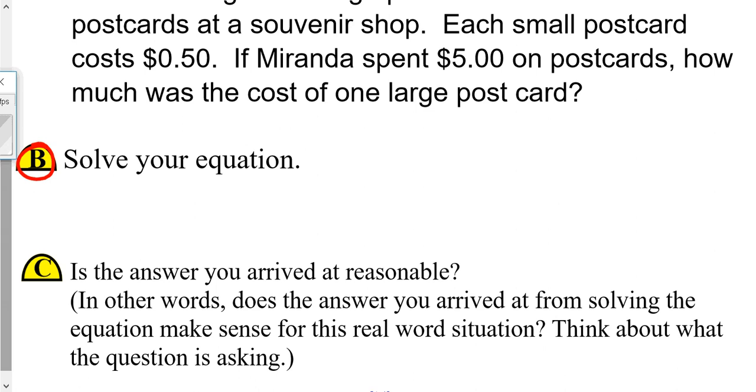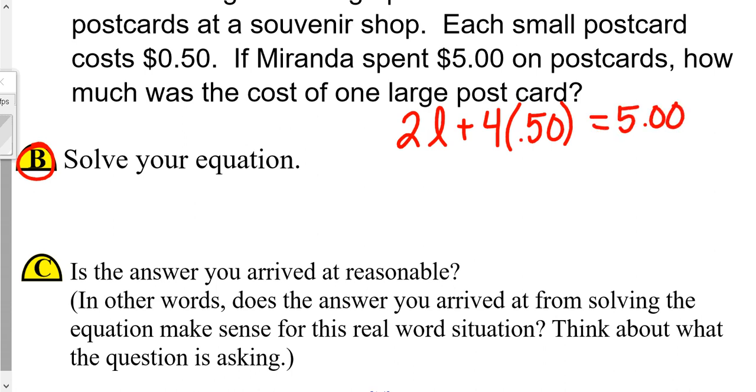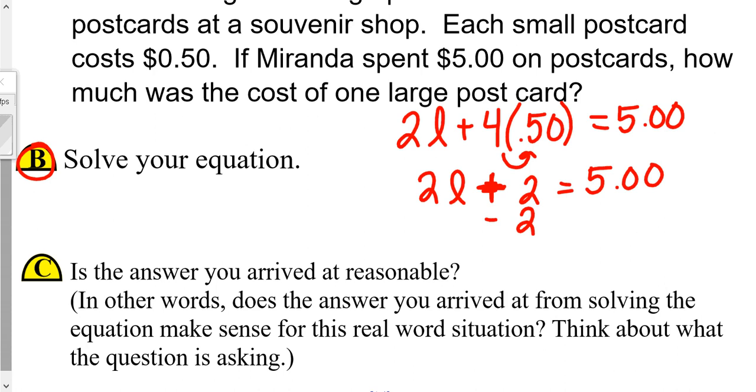Okay, so for your equation, we know that she purchased 2, and I'm going to make L for large postcards, plus 4 small postcards. Those were 50 cents each, and the total was $5. Okay, so using your equation, first let's find out how much those small postcards cost. They were a total of $2. Let's bring everything else down. Okay, and now, whoops, sorry, that's a plus. Okay, now we're going to subtract 2 from both sides.